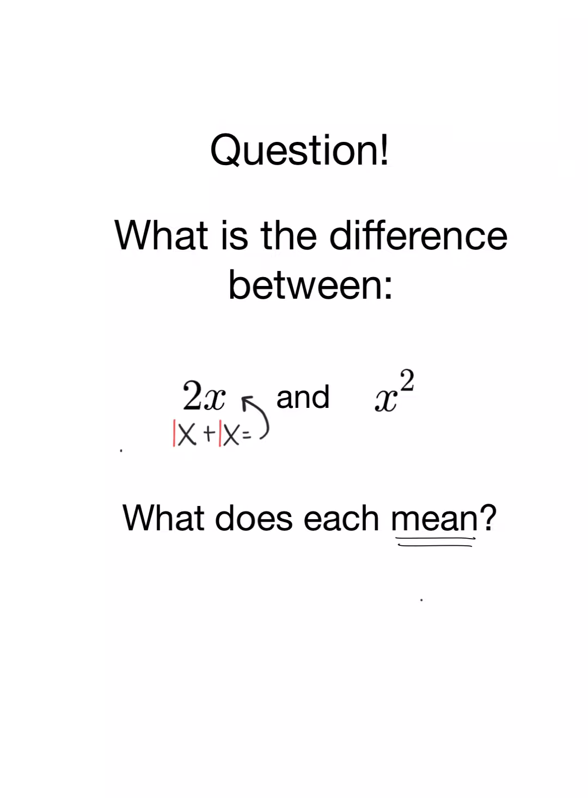But what about x squared? X squared is the same thing as x times x. When we multiply x times x, we say that equals x squared.